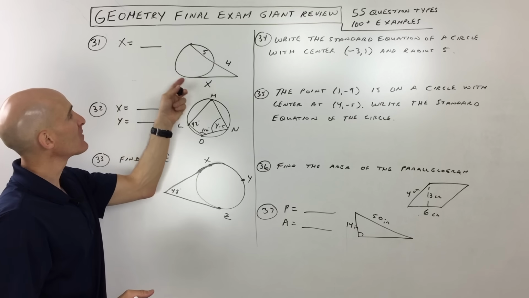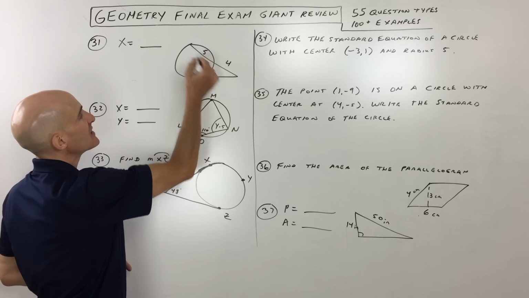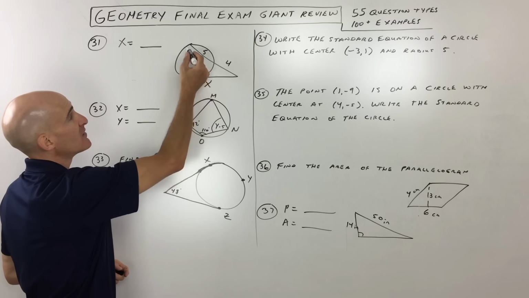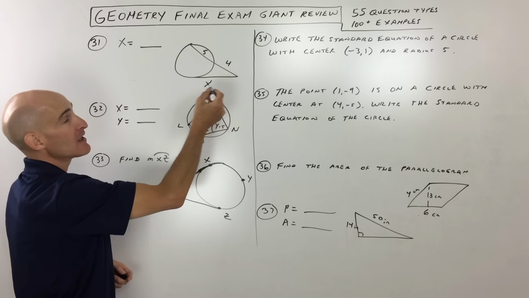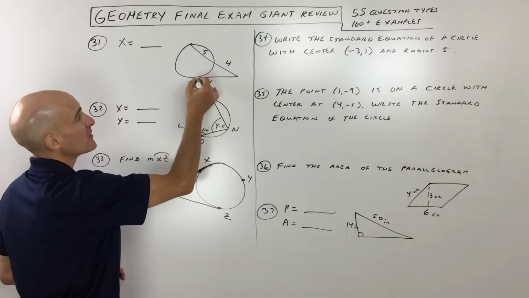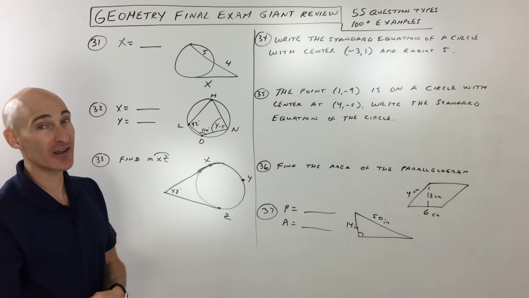So number 31, what they're giving us here is a secant and a tangent. So remember the formula. Remember in the last problem we did the whole times the external equals whole times external. Well, in this case, we're going to take the whole times the external equals the tangent squared. So that's the key.